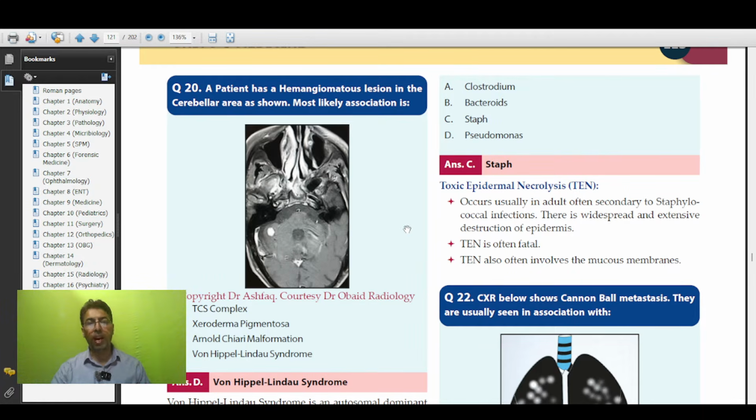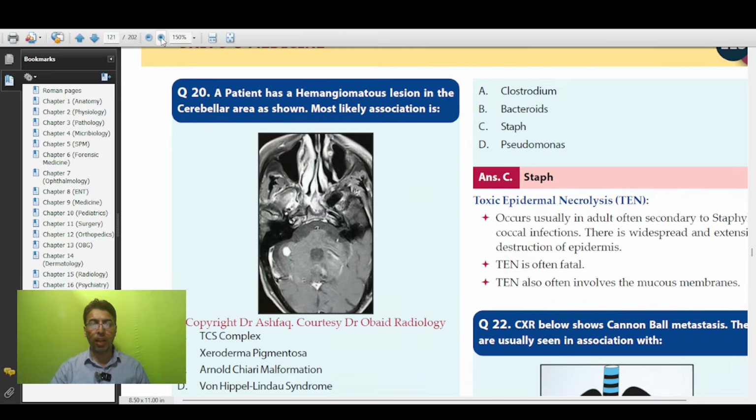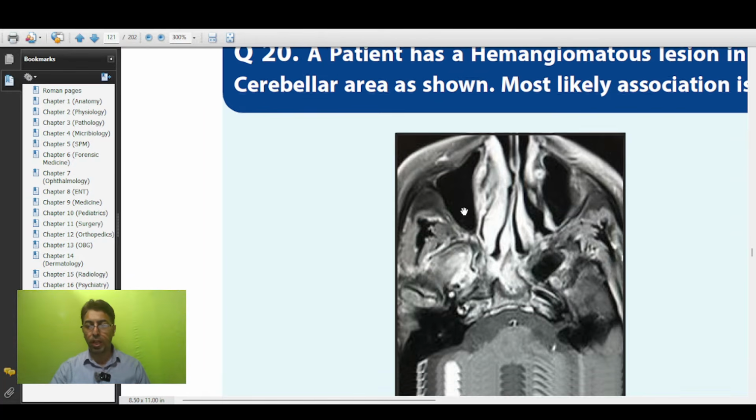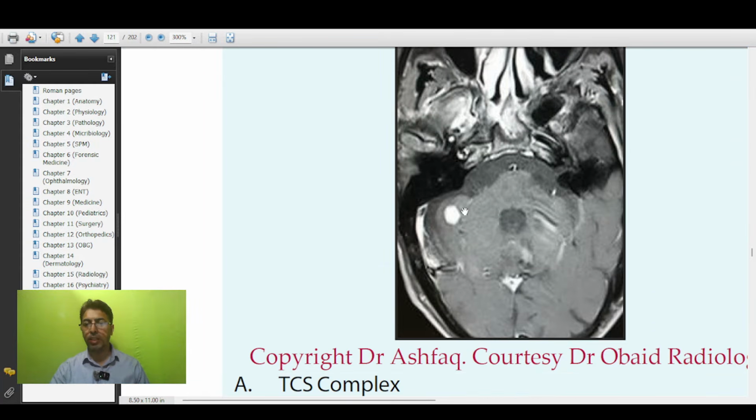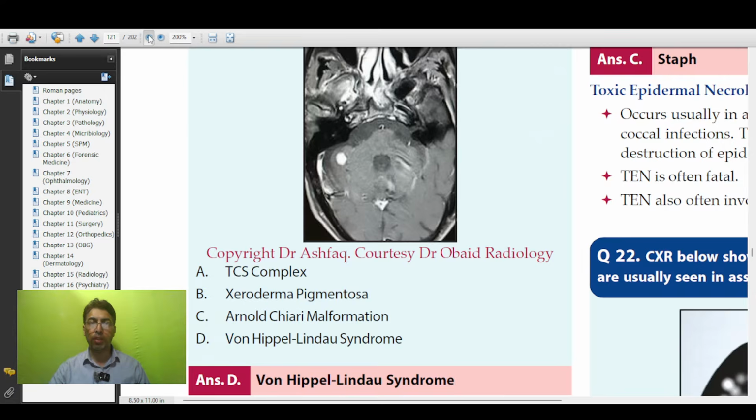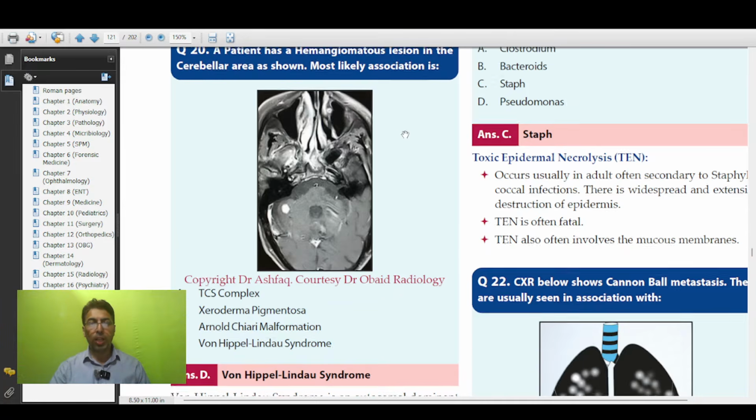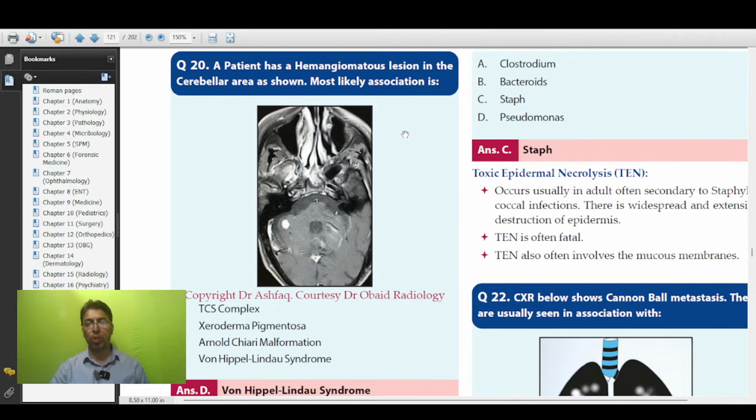So, as far as the first question goes, it reads like this: a patient has a hemangiomatous lesion in the cerebellar area as shown. The most likely association is. So over here we have got a hemangiomatous lesion which has been shown. I will just try to enlarge the diagram, and over here you can see that there's a hemangiomatous lesion in the cerebellar area. Now going back to the question, the most likely association is.